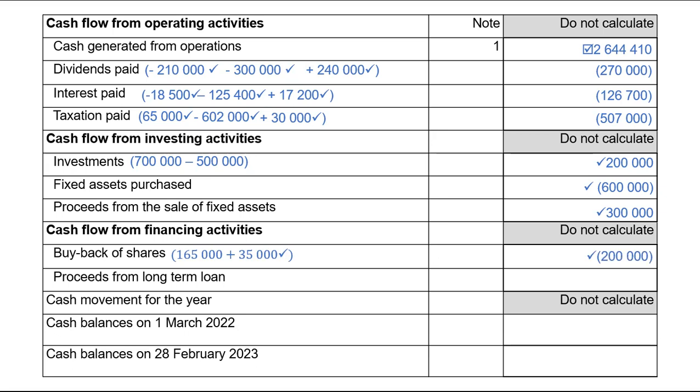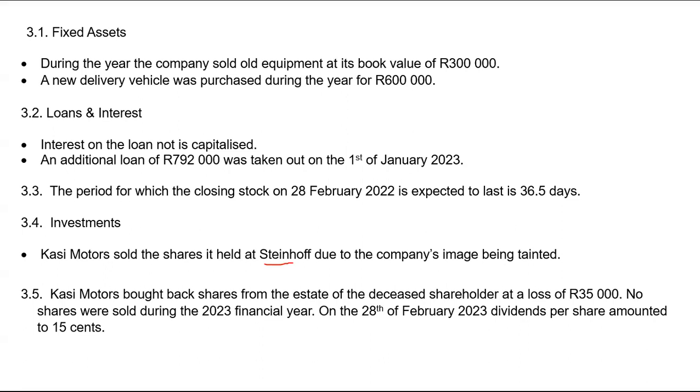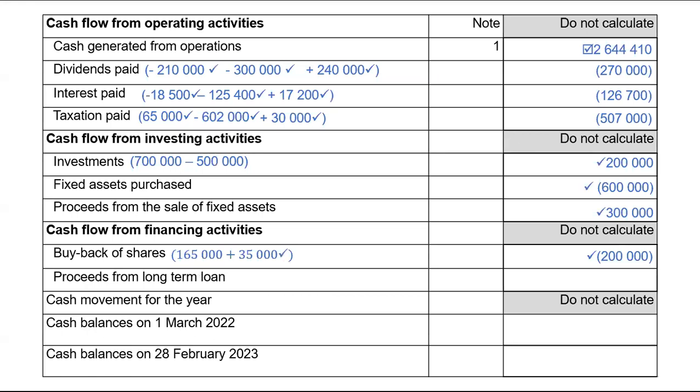When it comes to the loan, let me see if we took a loan or not. Did it say anything about loans here? They said we took an additional loan, which was 792,000, okay? And they said interest is not capitalized. So since we took an additional loan, that will be proceeds from long-term loans. So we'll show it without brackets, right?